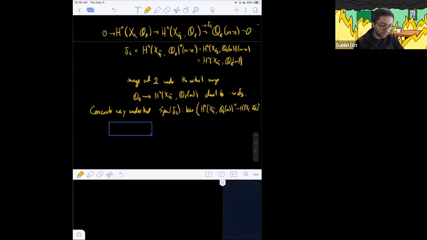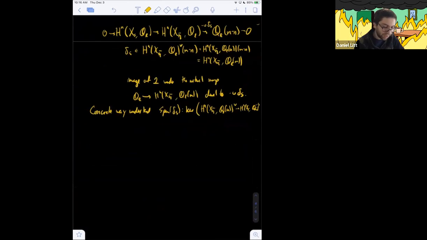Right. So what is this saying? You should think of this dual space as some kind of homology. The dual of the co-specialization map is the map from the homology of the general fiber of your family to the homology of your special fiber, and the kernel is the cycles that vanish when you do that. So that's why these are called vanishing cycles.